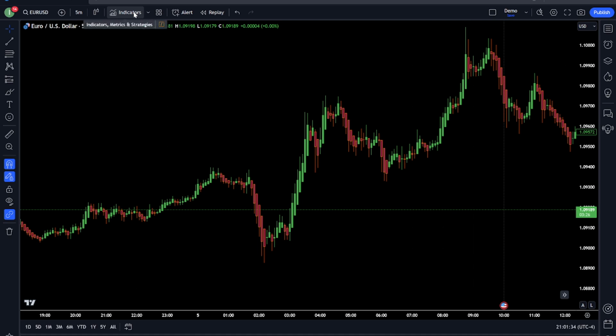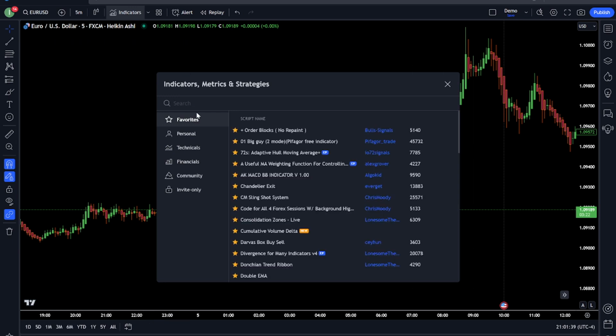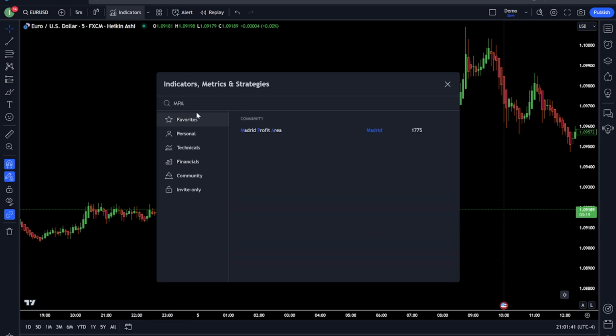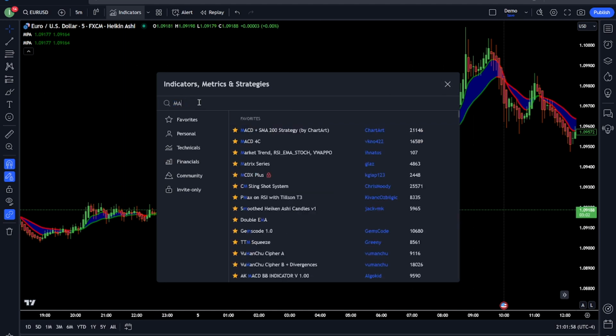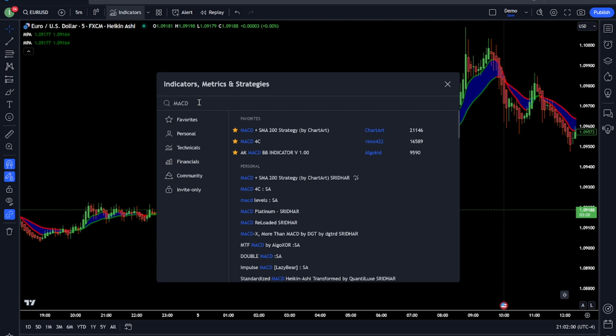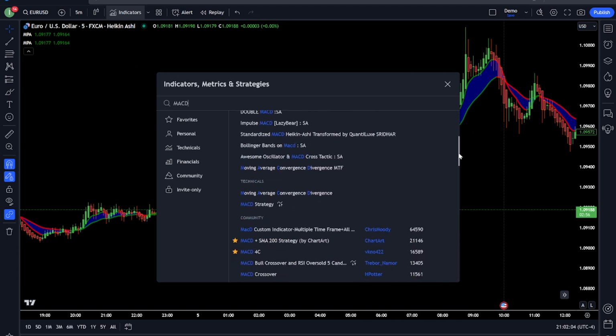Let me add the indicators now. Go to indicators, type in MPA. You'll see this Madrid Profit Area. You need two of these indicators, one and then a second time. So we need two of them. And then the next indicator we need is MACD, regular MACD. Also, we need two MACDs for this strategy.